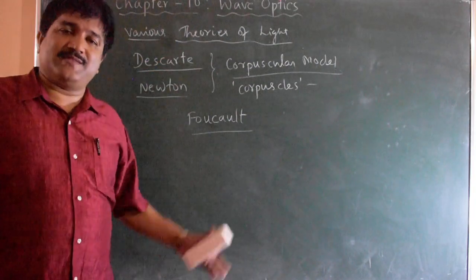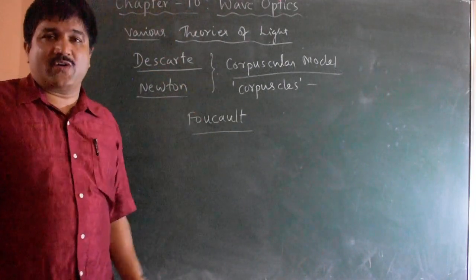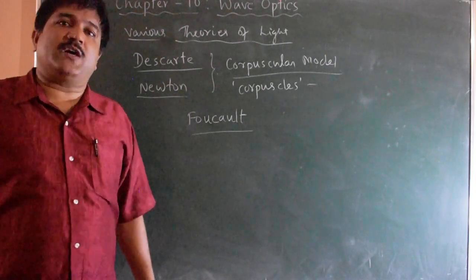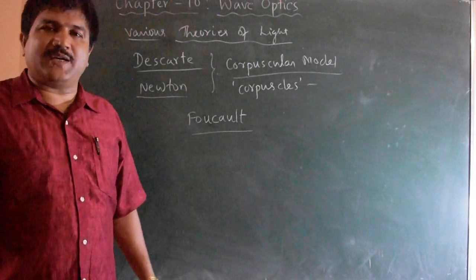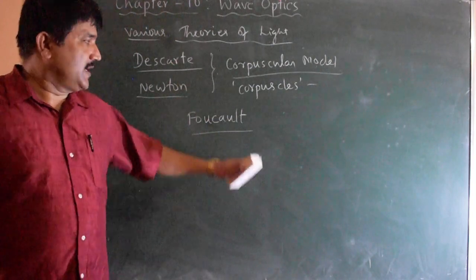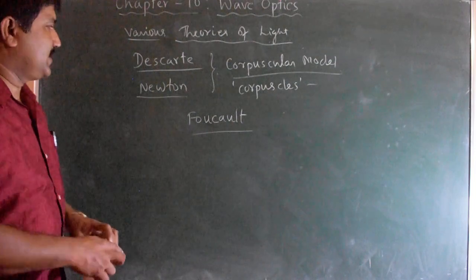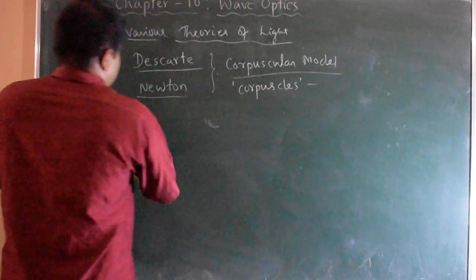According to Descartes or Newton's idea, according to this corpuscular model, light in a denser medium travels faster. That idea is absolutely wrong, as proved by Foucault. Hence this theory is rejected. Then later, the next theory comes into the picture.